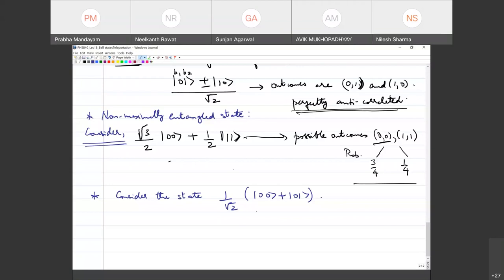Now consider this state. It's a valid two-qubit state; it's normalized and everything. My question to you is: is it an entangled state?